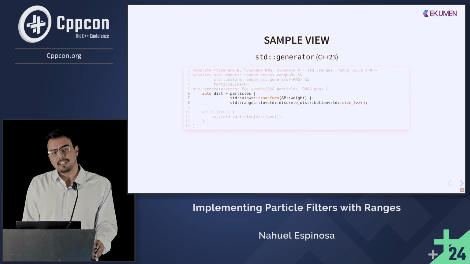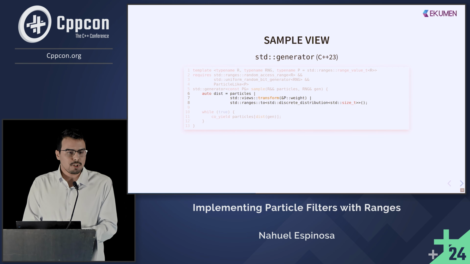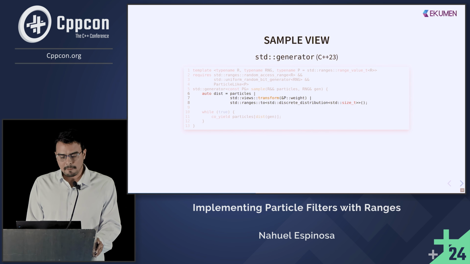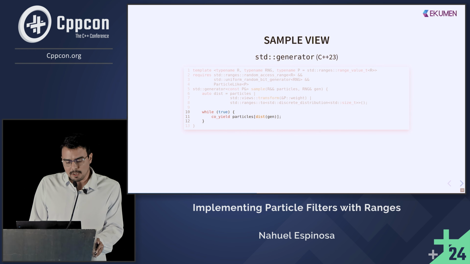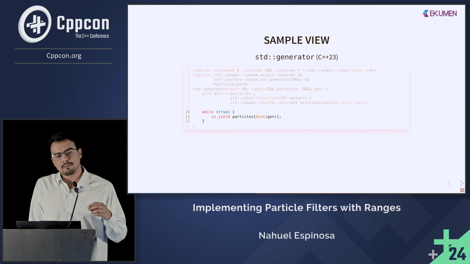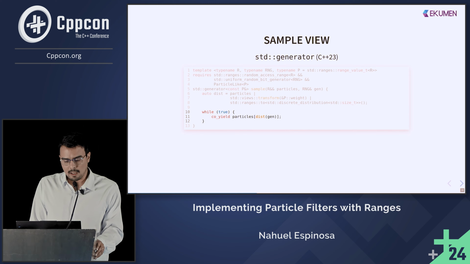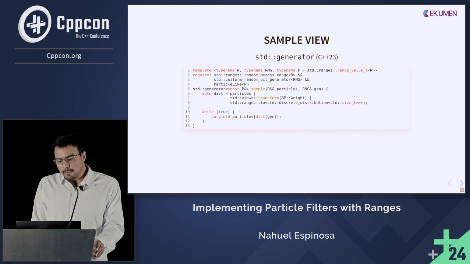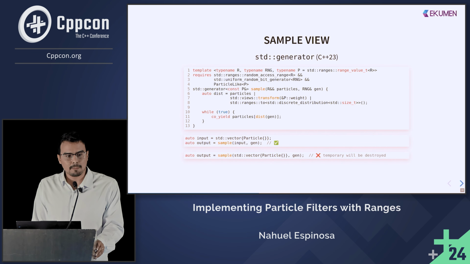The first step would be instantiating our discrete distribution, similar to what we did before, this time in a single pipeline. There's not much to explain here. And then in an infinite loop, we will yield particles from our particle set using the values from our distribution as indices. So this kind of works if we see some examples.